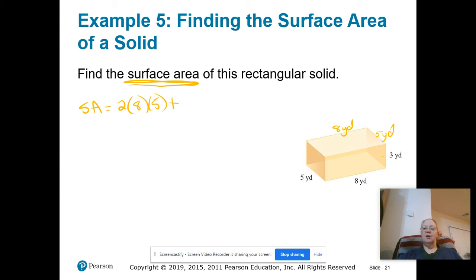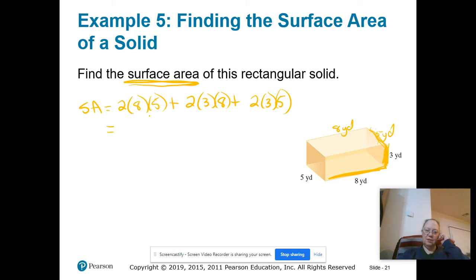Now I need the area of the sides. So this is 3 and this is 8. Okay, so that will give me this side, but I also need the back side as well. So I've got 2 of my 3 times my 8. And now I need the ends. Okay, so this is 3, and this is 5. So I've got 2 of my 3 times my 5.